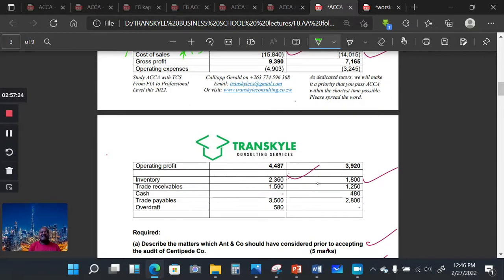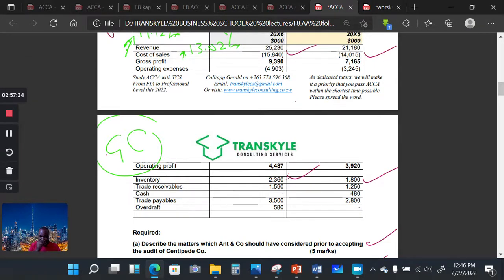Now, the other aspect is liquidity and going concern issues. Going concern is also part of our task as auditors, to see if the entity is a going concern and so forth.